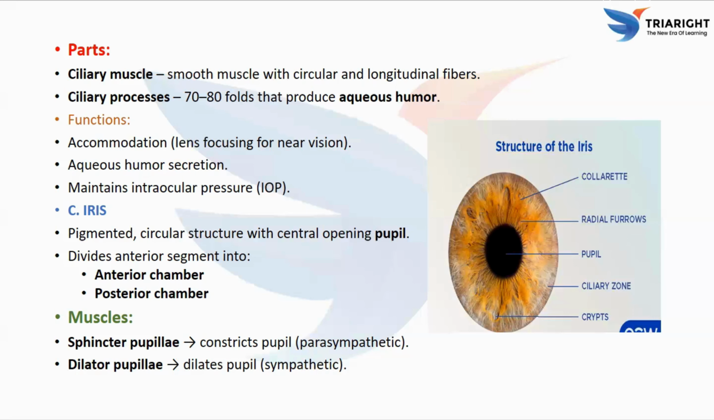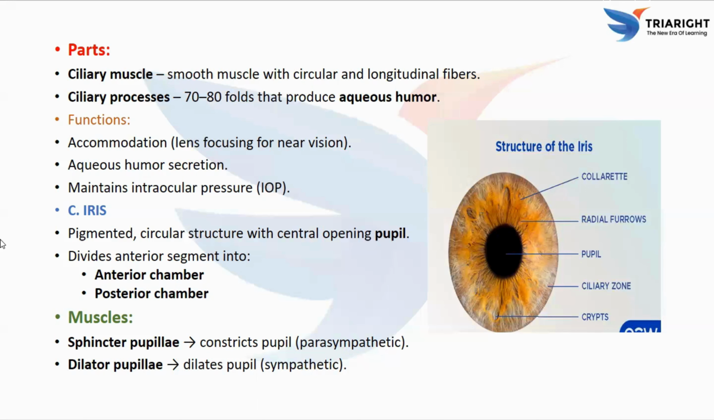What do these fibers do? These fibers change the shape of the lens to focus on near objects, which is known as accommodation. How does the ciliary muscle work? For near vision, the ciliary muscle contracts, the zonular fibers relax, so the lens becomes more convex. The power increases and near objects are clear. In far vision, the ciliary muscle relaxes, the zonular fibers tighten and the lens flattens so that distant objects are clear. This mechanism is controlled by the parasympathetic nervous system.